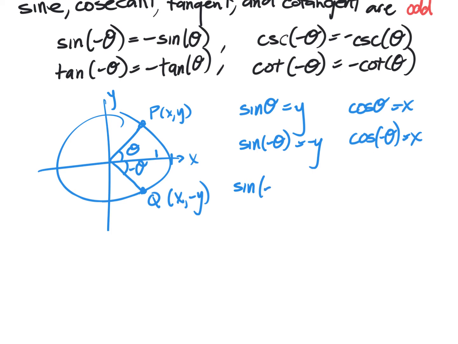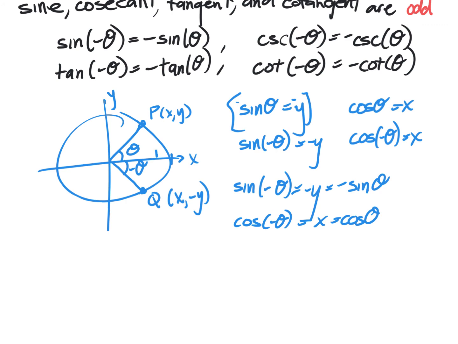And so, combining these things, we have sine of negative theta is negative y. And if I multiplied this top equation by negative on both sides, we would get that negative y is negative sine of theta. So that's how we get negative sine of theta, proving that sine is odd. To prove that cosine, well, both of these functions are equal to x. And so we get cosine of negative theta is x, which is cosine of theta. Therefore, we get that cosine is even.